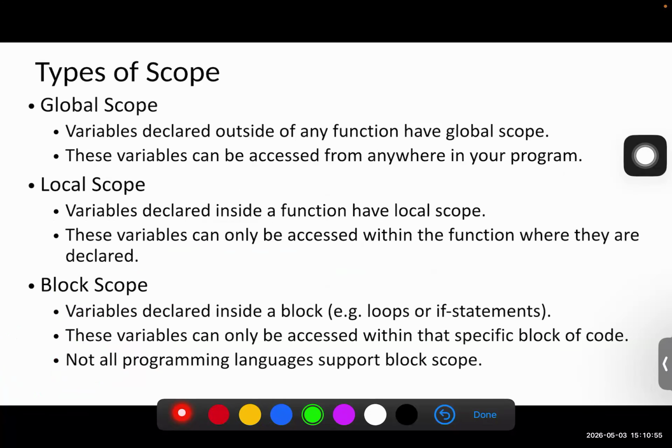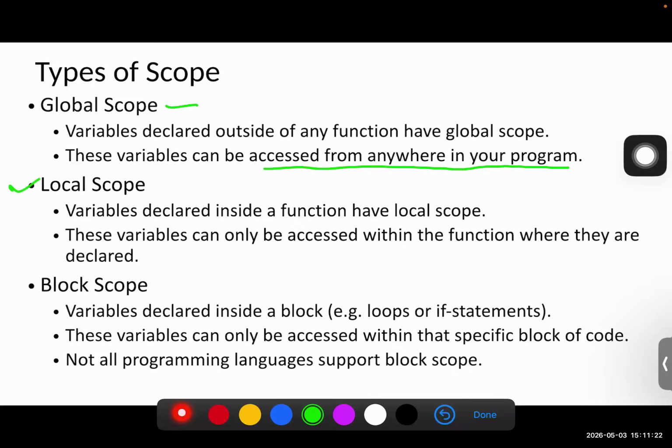Now, there are 3 main kinds of scope in computer programming. We have what we call the global scope. Global means that everybody can see it, everybody can use it, everybody can access it. So these variables can be accessed from everywhere in your program. There are some variables you want to make global. Not everything, but some of them.